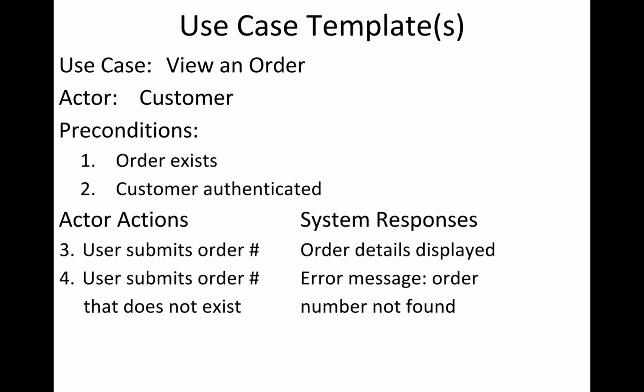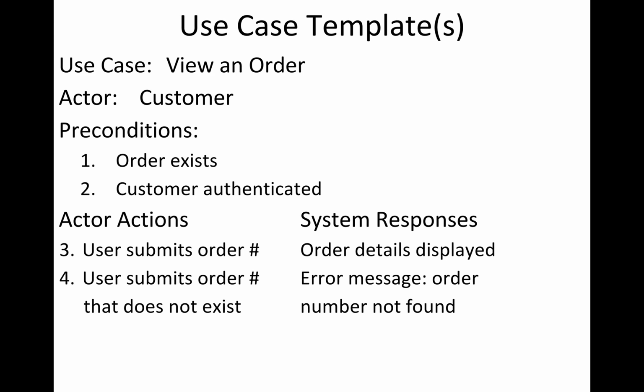Here are some other templates. Different businesses will have different templates. If you work for one company, the templates might look slightly different than at other companies. Each one will have their own. There are several that are fairly standard. So here's one for viewing an order. The use case is that the user wants to view an order. The actor, or the set of users, is in the role of a customer. The precondition is that the order exists and the customer has been authenticated.